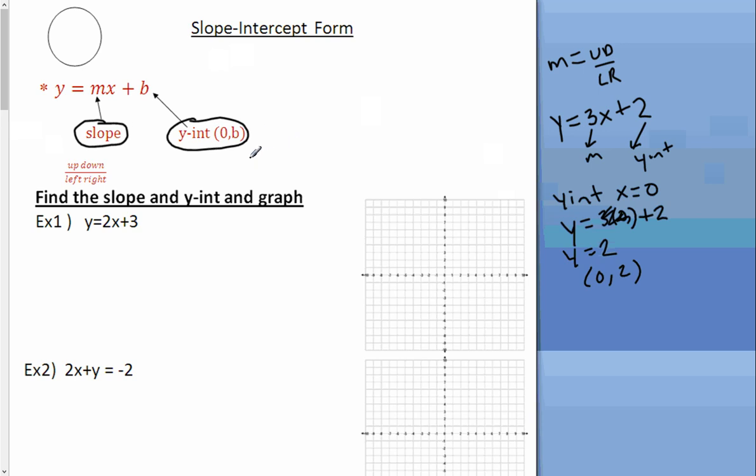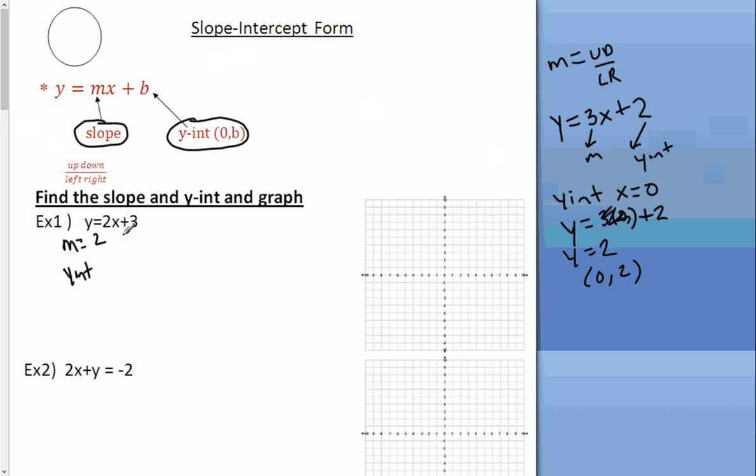All right, so let's try an example here. Y equals 2x plus 3. So the first thing I want you to do is tell me what the slope is and tell me what the y-intercept is. Well, if an equation is in this form, y equals something times x plus a number, so y equals mx plus b, the m number has to be 2, right? Then you have to tell me what that means in words.